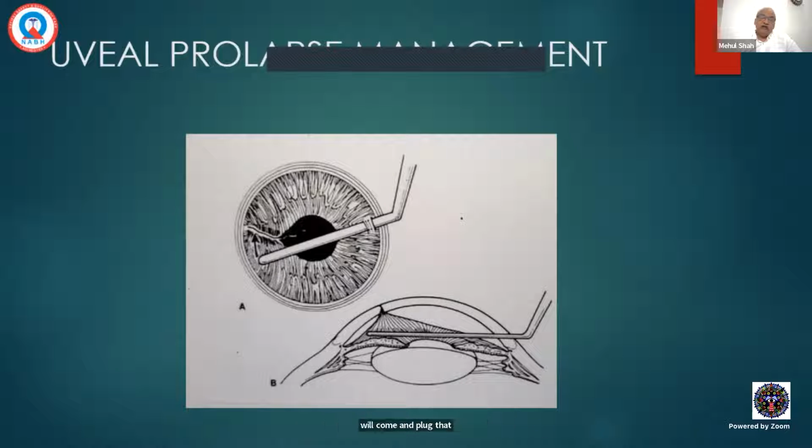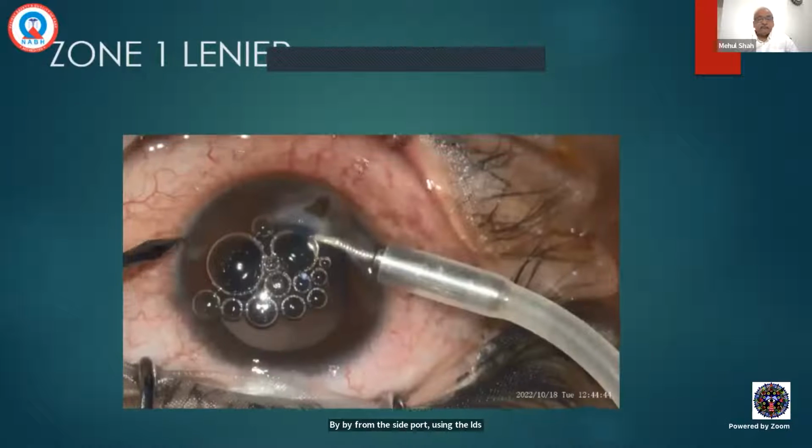In our country, patients may present late. If the patient is presenting early, within 24 hours, and looking at the settings, if the object is more contaminated, coming from long travelling, then we need to excise the uveal tissue, or we can reposit the uveal tissue from the side port using the iris repositor.